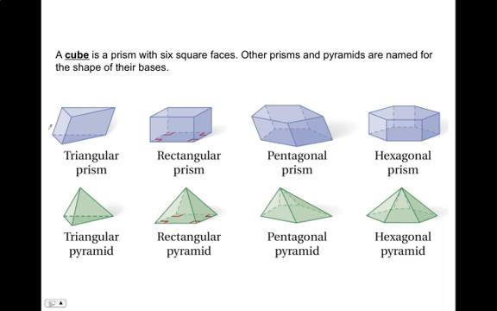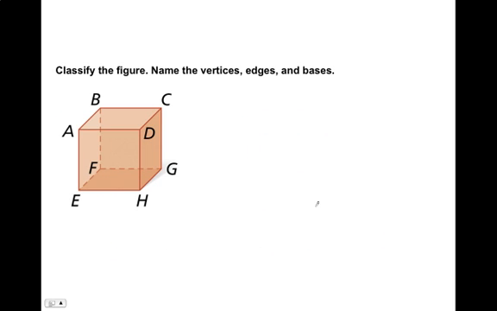This is your triangular prism. The triangles are the bases. This is a pentagonal pyramid. There's one base, which is in the shape of a pentagon. So you name solids based on their bases and what shape they are. So take a minute and classify this figure. Name the vertices, edges, and bases. Pause the video and write down your answers.